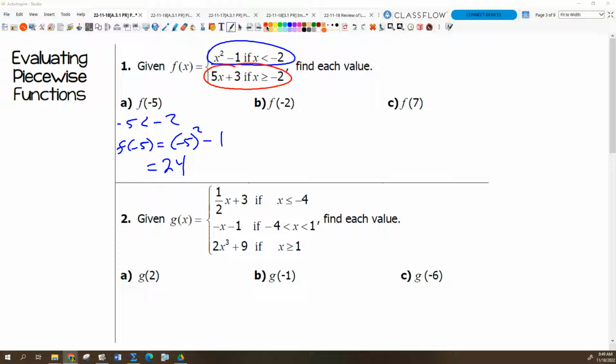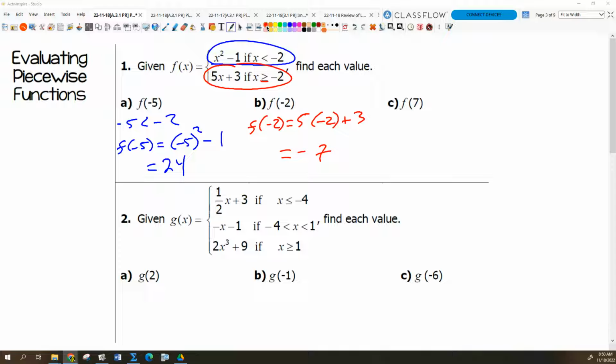Okay, what about B? -2. Now look closely at those domains. Which piece does that x value go into? Go with your thumbs, top or bottom? What do you think? Definitely the bottom. How come the bottom? Equals. There we go, right? Because of that equals right there. So that's going into the bottom piece, and we would just get f of -2 equals 5 times -2 plus 3. What's that? What's 5 times -2? -10 plus 3? -7.